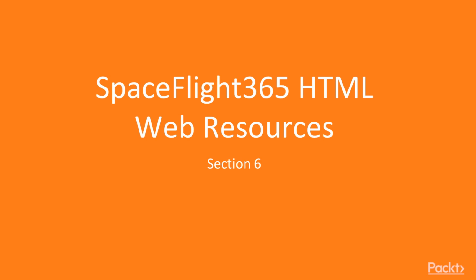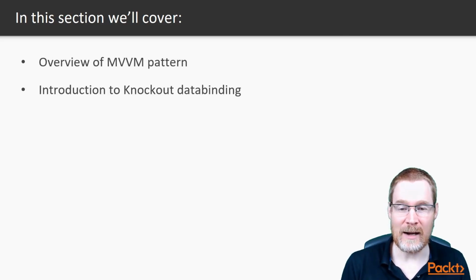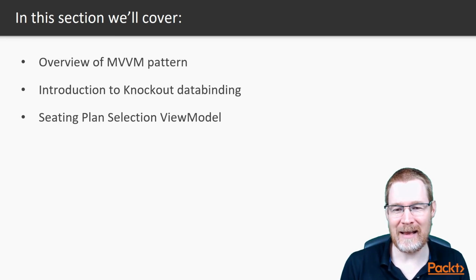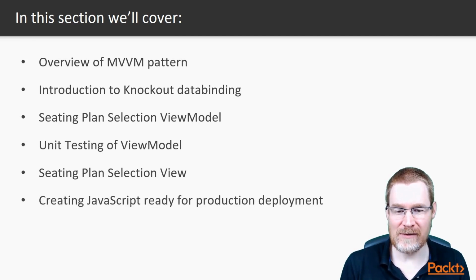In this section we're going to look at building HTML web resources to extend our user interface. We'll look at an overview of the MVVM pattern and how Knockout data binding implements that MVVM pattern. And then we're going to get cracking and build our seat plan selection view model, unit test that view model, then go and create the view, and then create some JavaScript ready for production with minification.